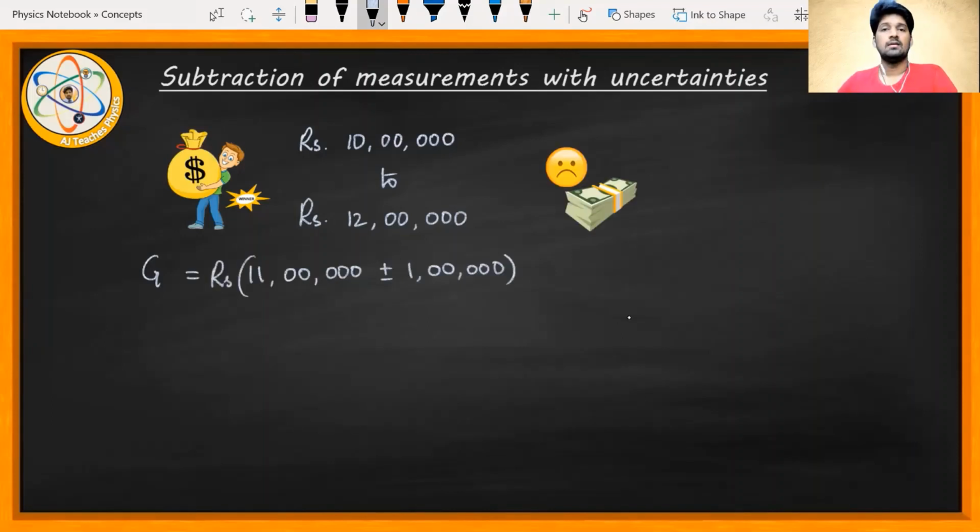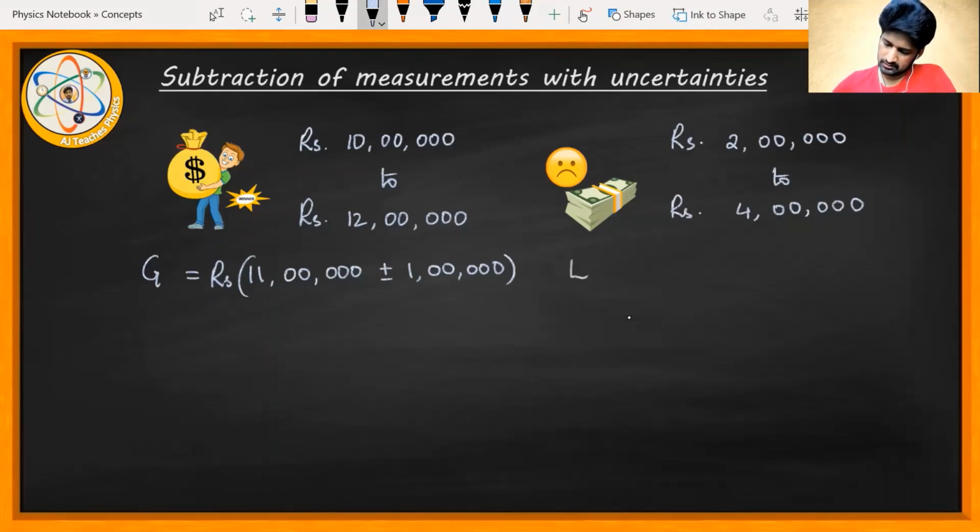In rupees. That's a pretty good amount to win, but there is a tax that you will have to pay in case you win the lottery. And the tax could range anywhere from rupees 2 lakh to rupees 4 lakh. So basically the tax is not fixed yet. The amount will be fixed on the day of the lottery. So let's call this the loss, represented by L, and it would be somewhere between rupees 2 lakhs to 4 lakhs. So we can write it as 3 lakh plus or minus 1 lakh.